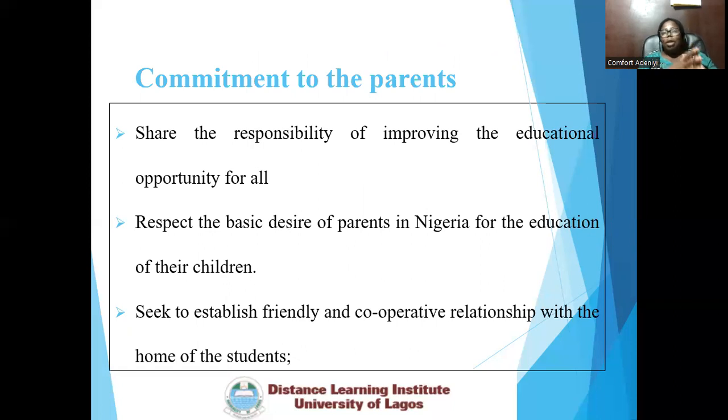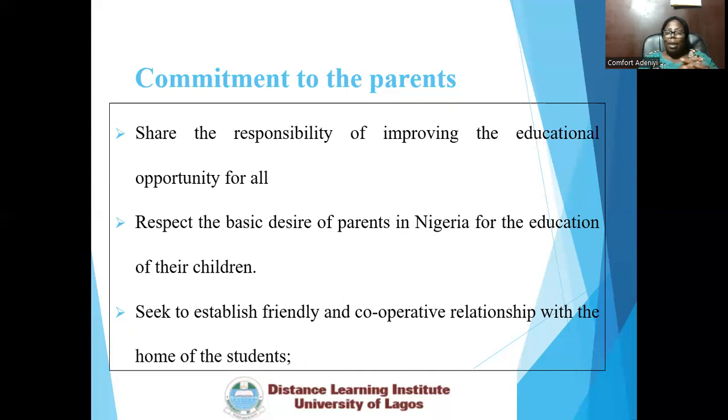as professional teachers. Then also, share the responsibility of improving educational opportunity for all. Teachers are supposed to be preservers of knowledge. They are supposed to be people that should keep people informed about the right and wrong things in the society. They are supposed to be people that will be engaged in changing people's behavior positively. So teachers have that responsibility of improving the educational opportunity for all.